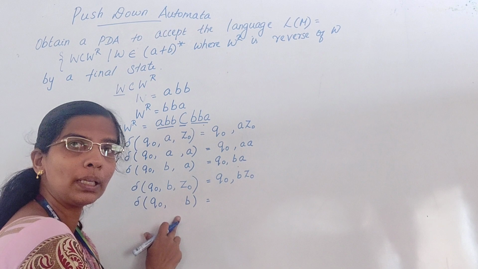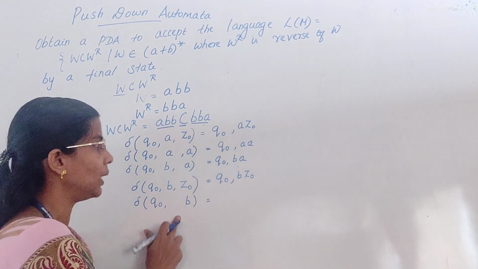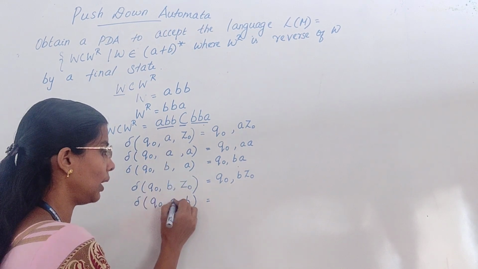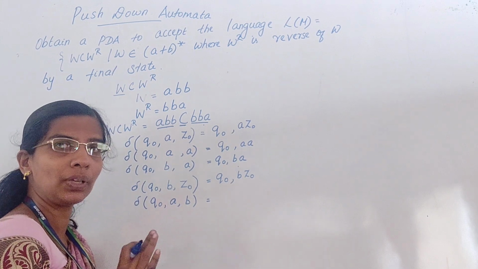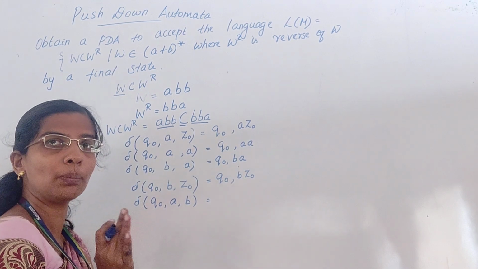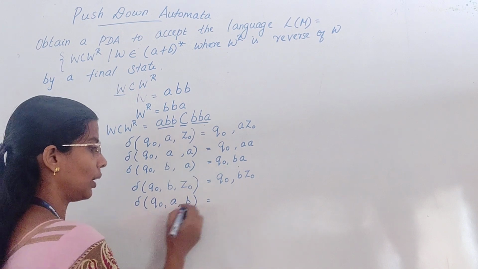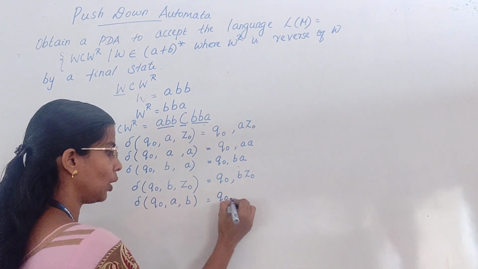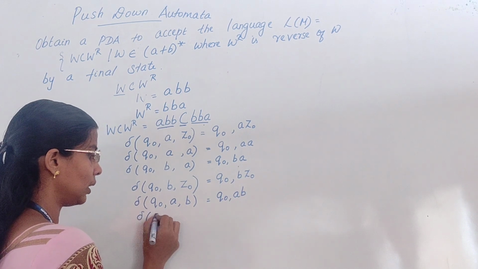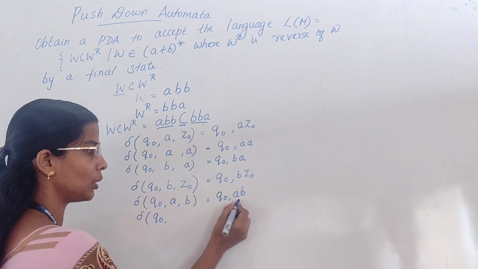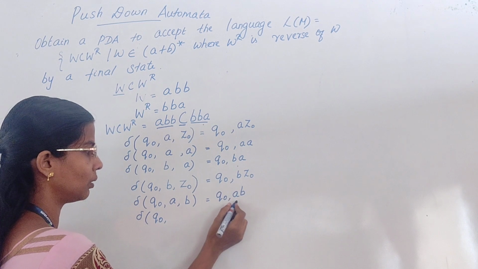But the input symbol can be either A or B. Let it be A or B. What we are doing is pushing the complete W. So Q naught, A, B. Next, Q naught. What is your stack top?